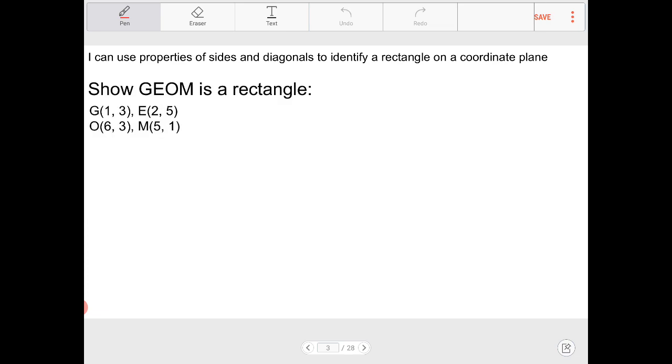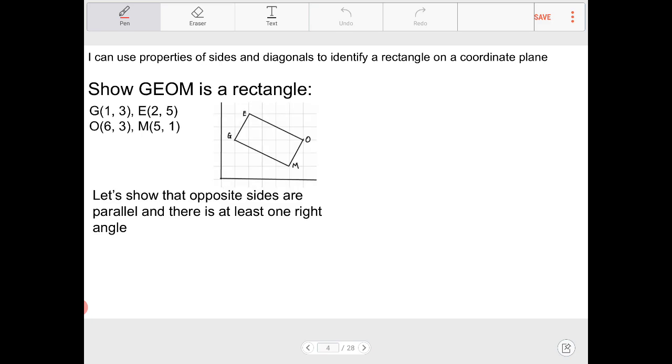First example, we need to show that GEOM is a rectangle, and I give you the coordinates for G, E, O, and M. If you have graph paper handy, this would be a good time to use it. We're going to show that GEOM is in fact a rectangle by showing that opposite sides are parallel and that there is at least one right angle. Pause the video for a moment to see if you can approach this on your own.